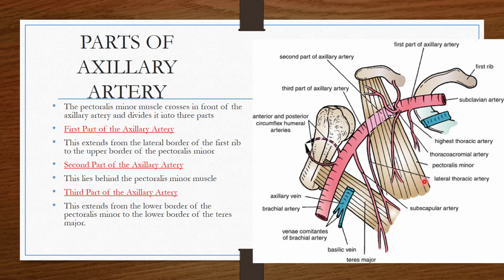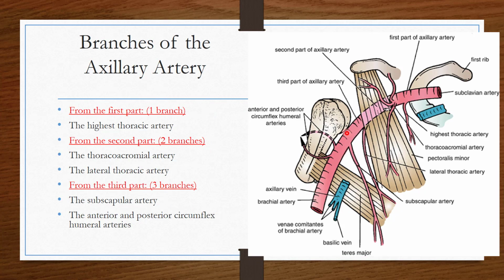So this is the pectoralis minor muscle which divides the axillary artery into three parts: the first part, the second part, and the third part of the axillary artery. Now, the branches of the axillary artery, remember one point, that the first part of the axillary artery will give one branch, second part of the axillary artery will give two branches, and the third part of the axillary artery will give three branches. So, first part, one branch, second part, two branches, third part, three branches.